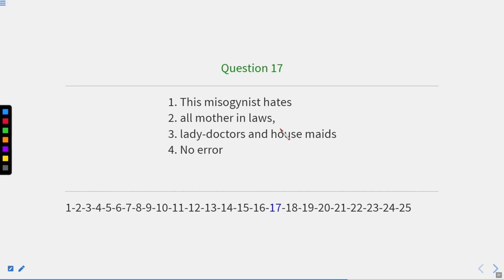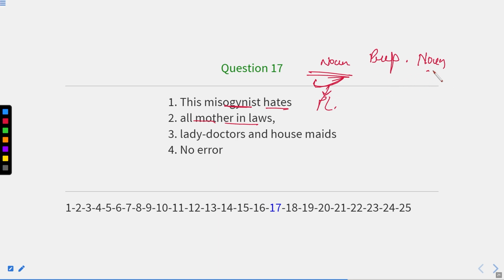That is question number 17. This misogynist hates all mother-in-laws, lady doctors, and housemaids. Now misogynist is a person who does not like women or hates women. Okay. Hates all mother-in-laws. Now, whenever we have two nouns connected with a preposition, in this case, we only convert the first one into plural form and not the second one. Okay. If both the nouns are same, we do not write any plural.